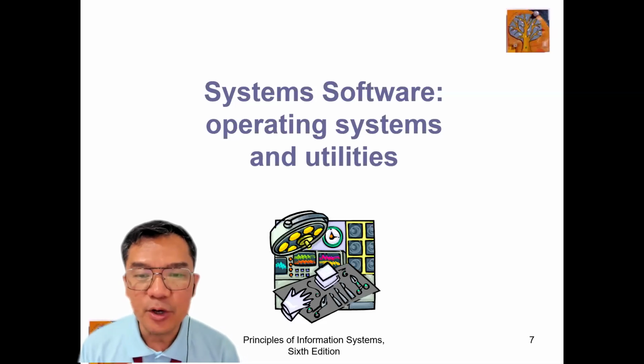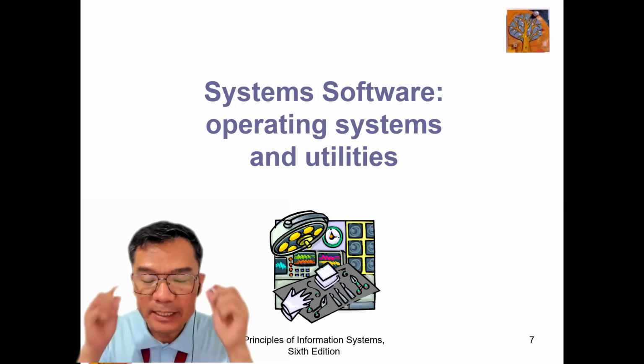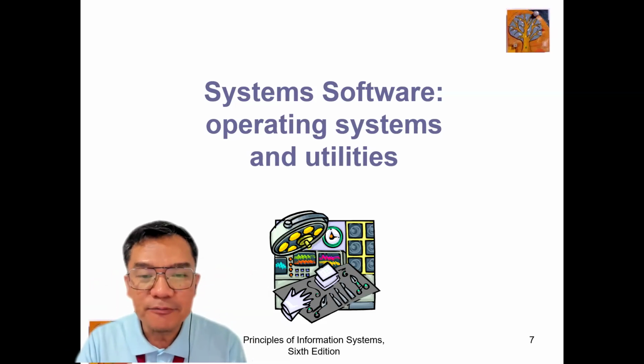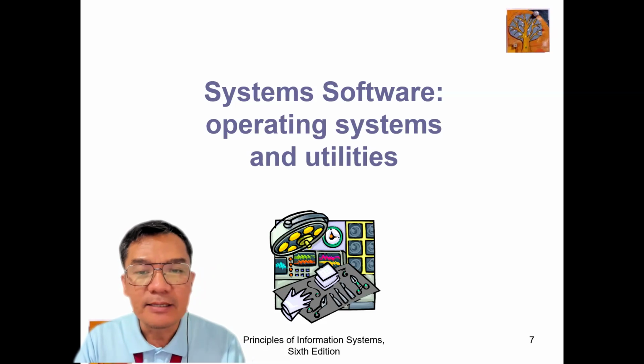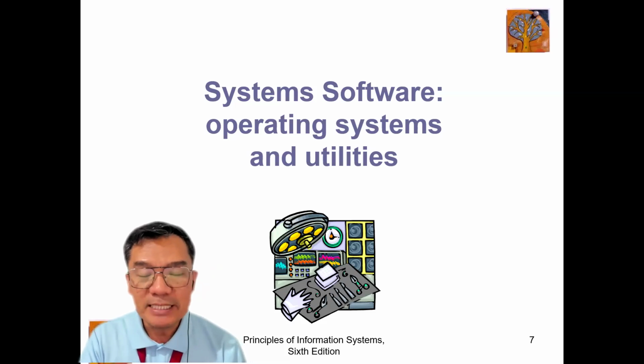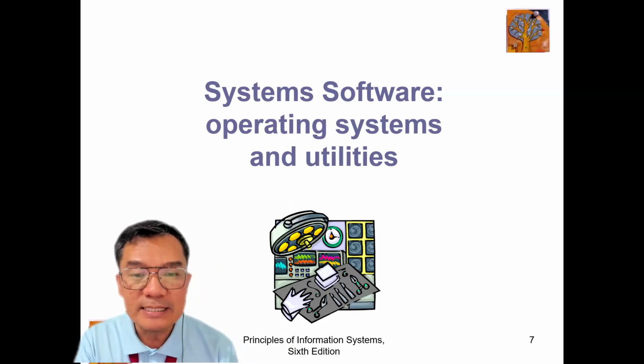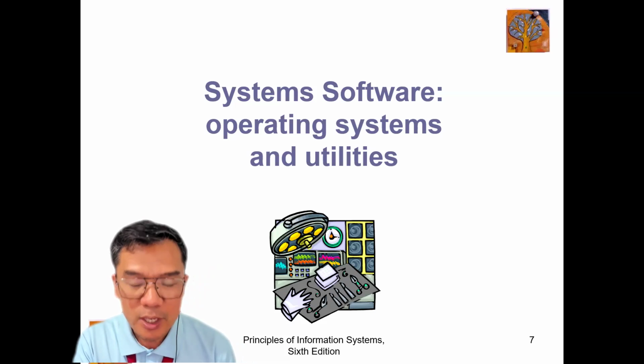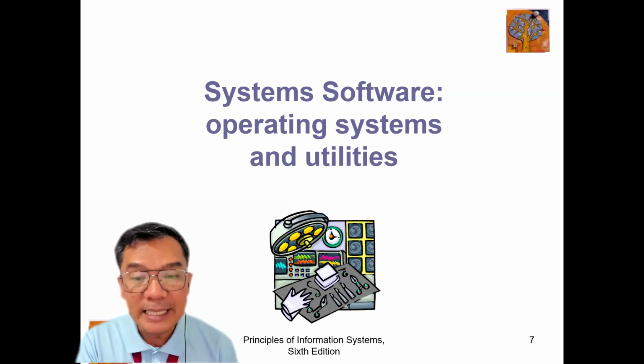After looking at the overview of the software system in a computer system, we will now focus on the system software part based on our overview. So basically, when we talk about system software, we are also talking about operating systems and the connected utilities to it.